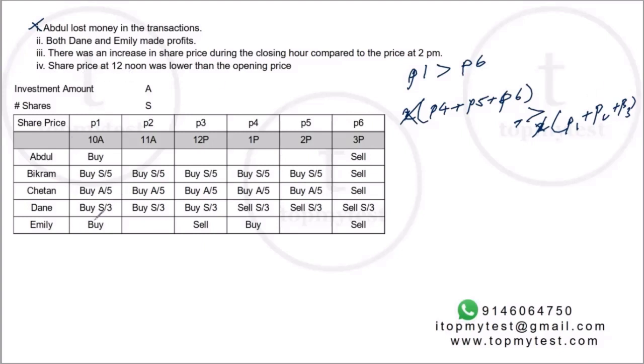For Emily to make a profit, the transaction here and the transaction here should end up in profits. Okay, we'll come back to this later. There was an increase in the share price during the closing hour compared to the price at 2 p.m. So from 2 p.m. to 3 p.m. there was a rise in price, right? So P6 is more than P5. Okay. And the fourth one says the share price at 12 was lower than the opening price. So P3 is lesser than P1.